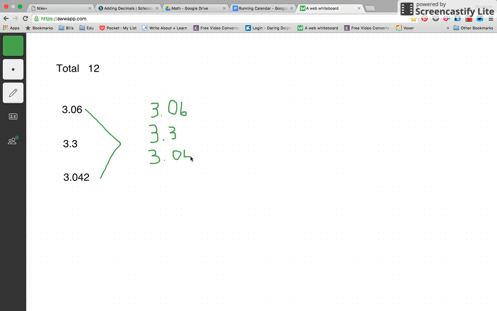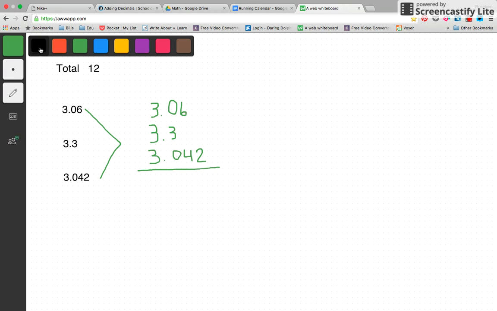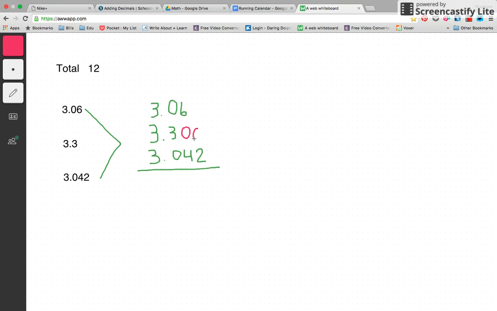Something that I like to do when I'm adding or subtracting decimals is I like to make sure there's the same number of digits in every place value. So I'm going to tack on zeros so that there's a digit in every place value. So I'm going to put a 0 in the hundredths and thousandths spot here, and a 0 in the thousandth spots here. It's a little bit easier to see visually to add or subtract if you've got a digit in every place value spot.